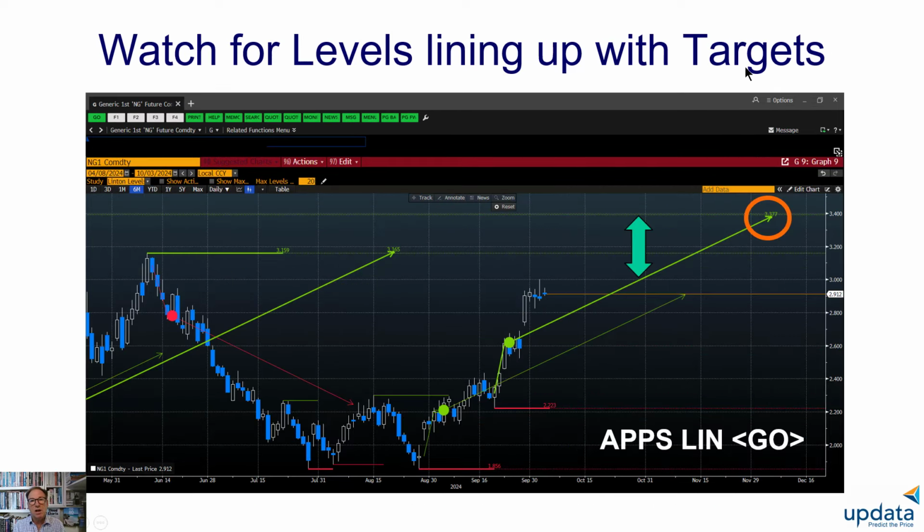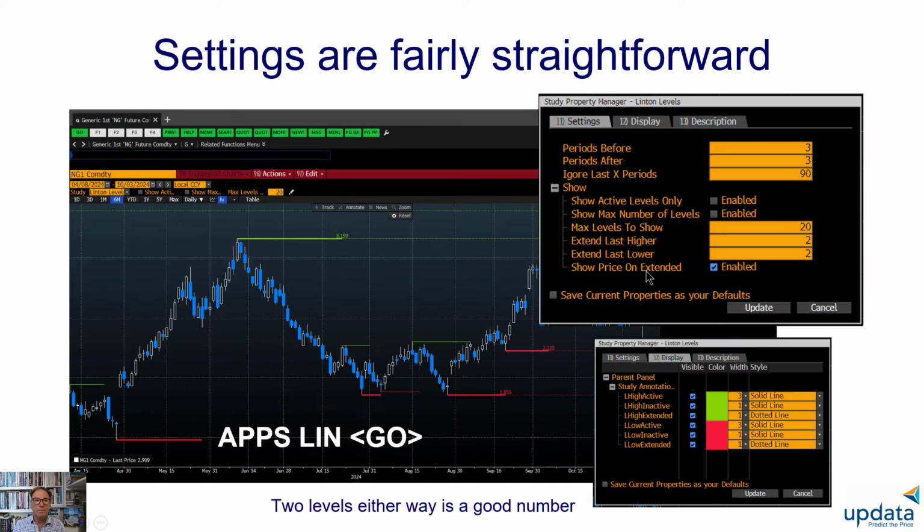Watch for these levels lining up with targets. This is the main reason for showing this. As you can see here, we've got a price target. There's a previous level coming off a previous high point, and it's lining up with the target. When you see the targets lining up with resistance, that's really important.